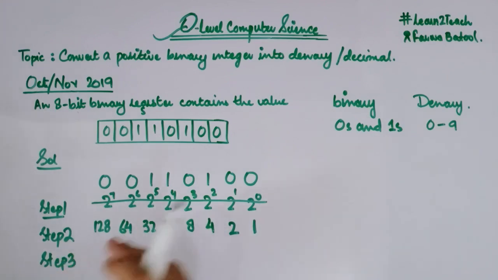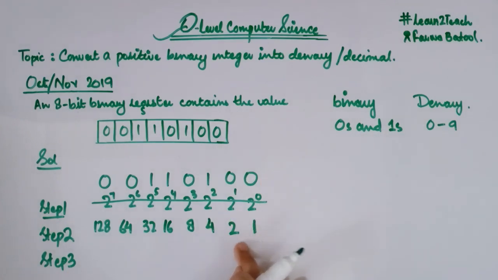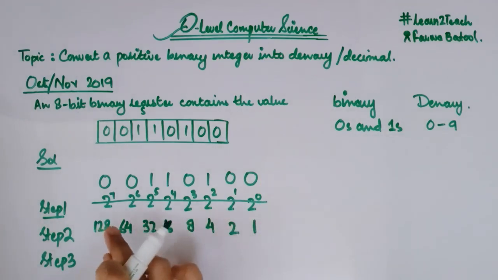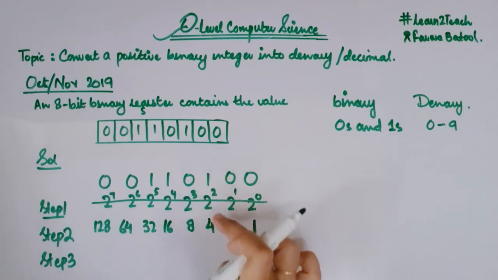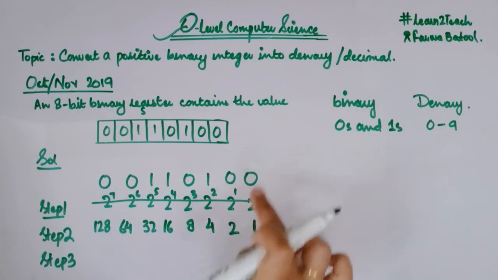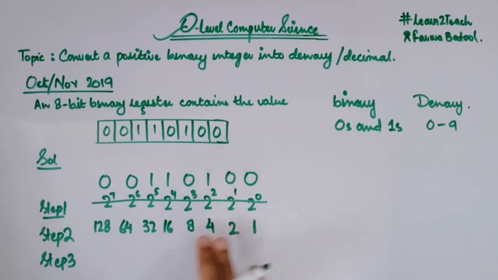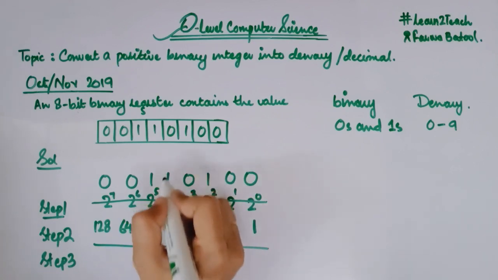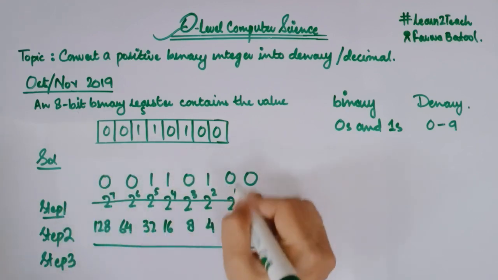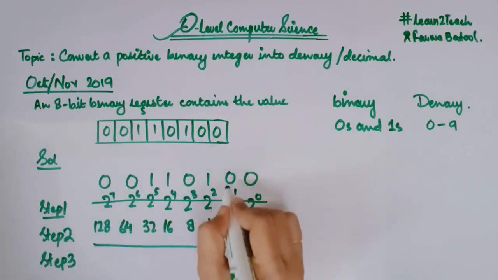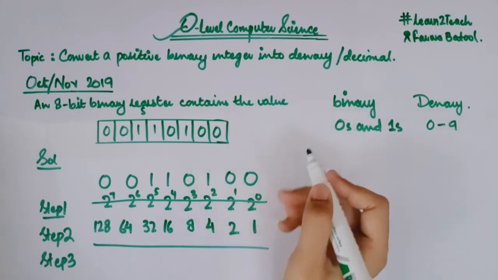What I am going to do is write only those values of the powers that have a bit 1 above them. For this I have a bit 0, for this I have a bit 0, so I'm not going to write it out. I'm going to write only those values that have a bit 1 above them. So 4, yes, 4 has a bit 1. 16, yes, it has a bit 1. And 32, it has a bit 1. All the remaining values do not have a 1 above them, so I am just skipping those.